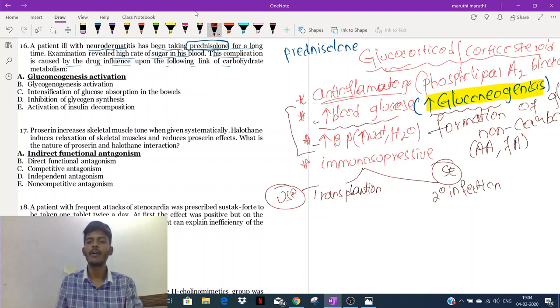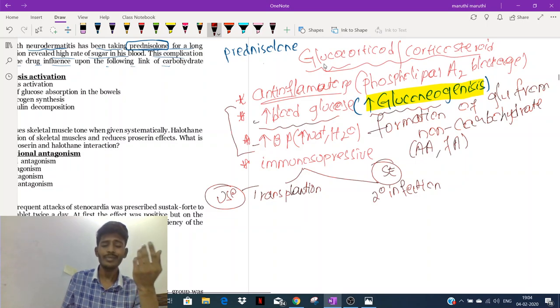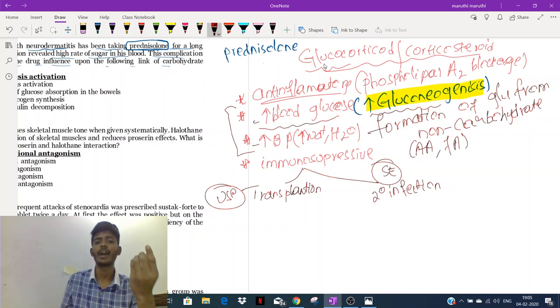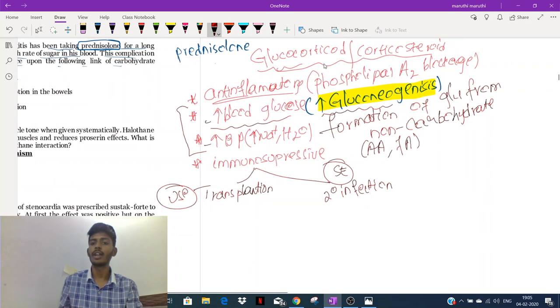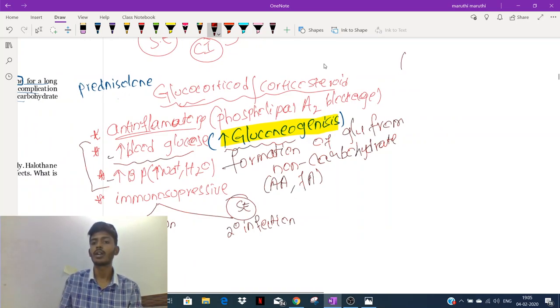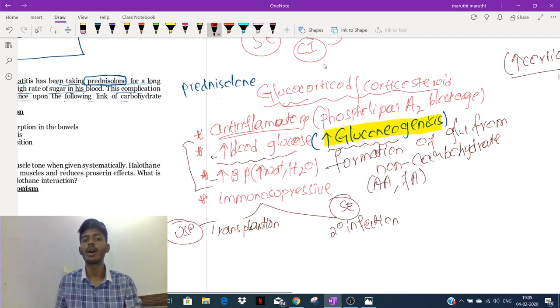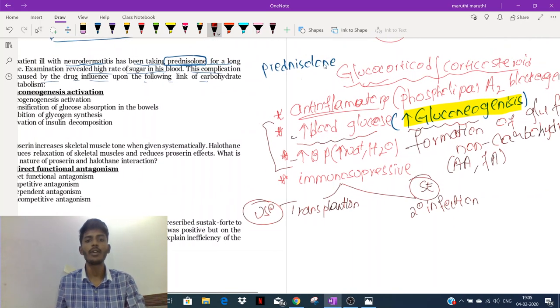Now, apart from prednisolone, we have other corticosteroids that include methylprednisolone, budesonide, dexamethasone, betamethasone, and cortisol. All of these drugs work similarly to prednisolone. All of them are corticosteroids. Corticosteroids are also produced in our body by the adrenal cortex. That you should remember. Increased levels of corticosteroids will lead to a disease called Cushing's syndrome or Cushing's disease, depending on where the source is. So this is the story of prednisolone.